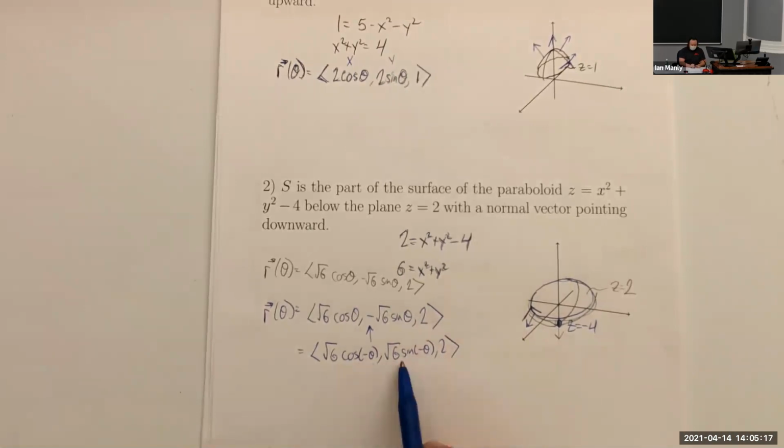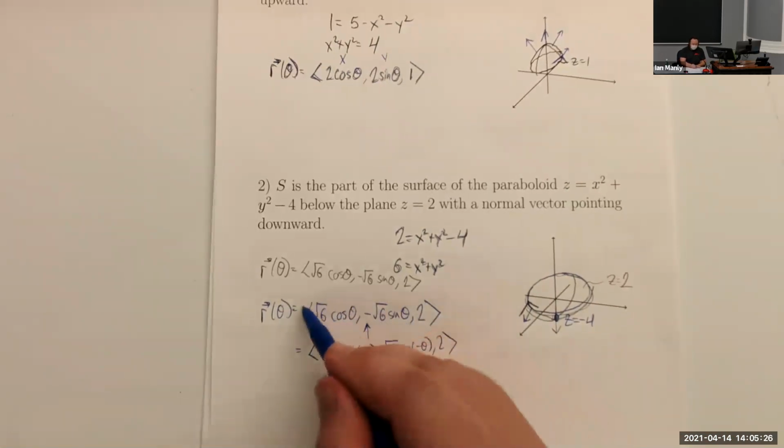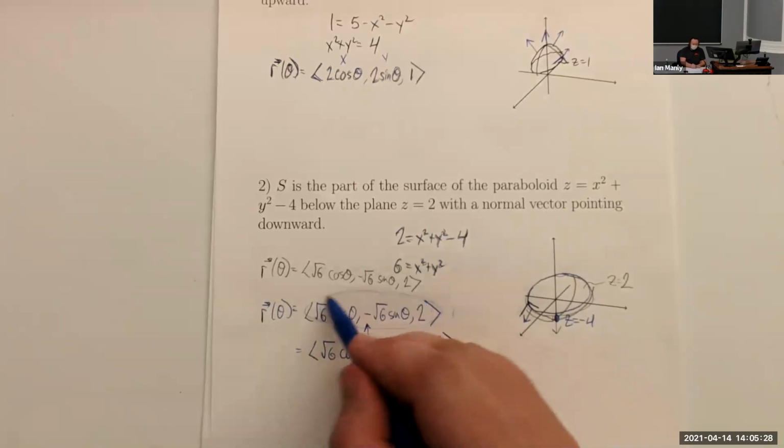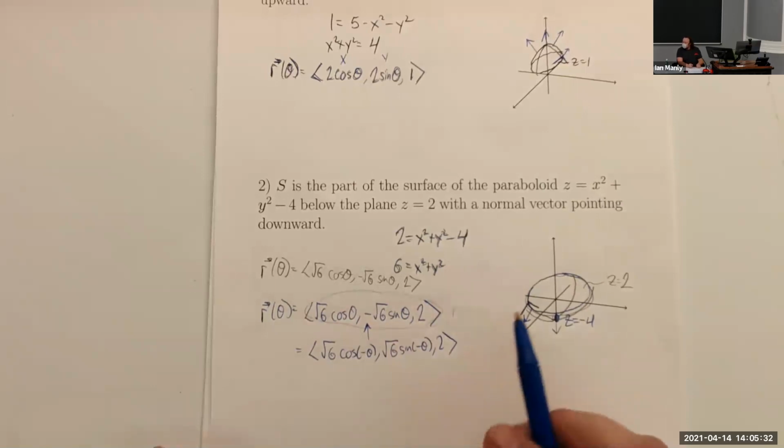So with this, we can simplify it. Cosine always eats the negative sign because it's an even function, and sine spits out the negative sign because it's an odd function. So that's where this comes from right here. It's just kind of a nicer version of this right here.